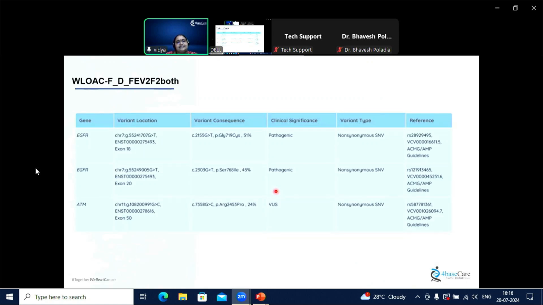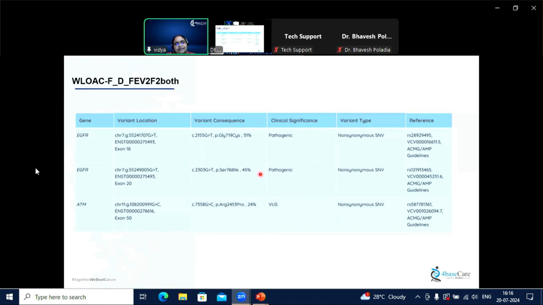This is another example of an exon 18 and exon 20 co-mutation. But here also, as I said, you cannot compare and come up with cis or trans because they are present in two different exons. In between there is an intron. Nevertheless, the allelic burdens are very similar, which may throw some light that the possibility of being in the same clone cannot be ruled out. But here it is definitely not possible to give any conclusive answer on cis and trans.